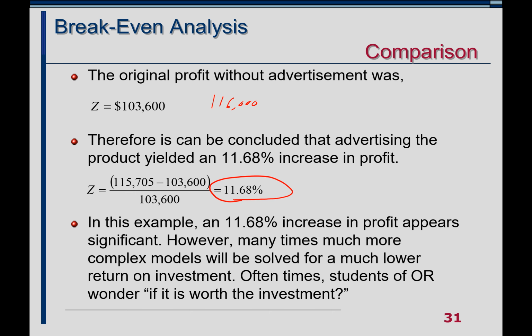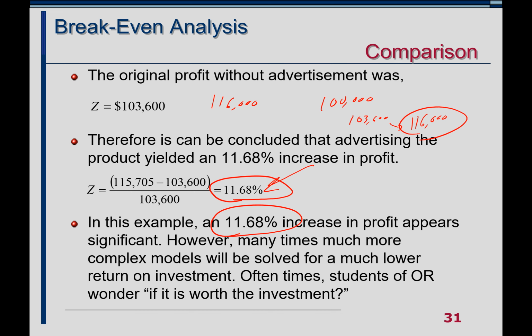So I want you to think about this just a moment. If we chose the wrong objective, we were going to make $100,000 in profit. By choosing the right objective, this went to $103,600. By choosing the right objective and advertising at an optimal value, it went up to almost $116,000. So we increased our profit 11.68% by really doing nothing, just changing our decision. And this is the power of OR.